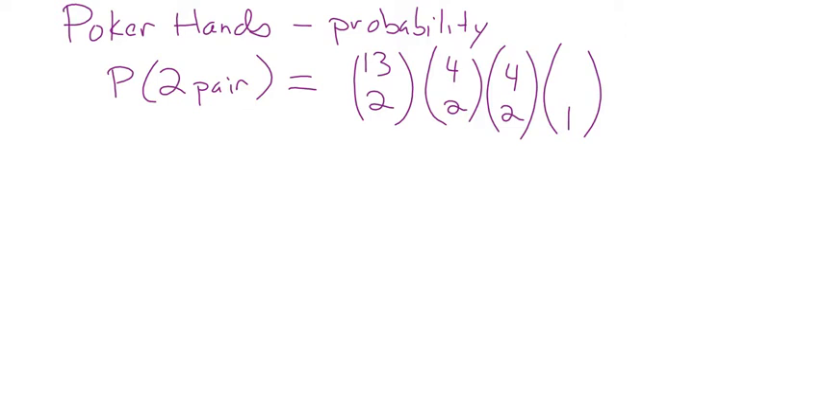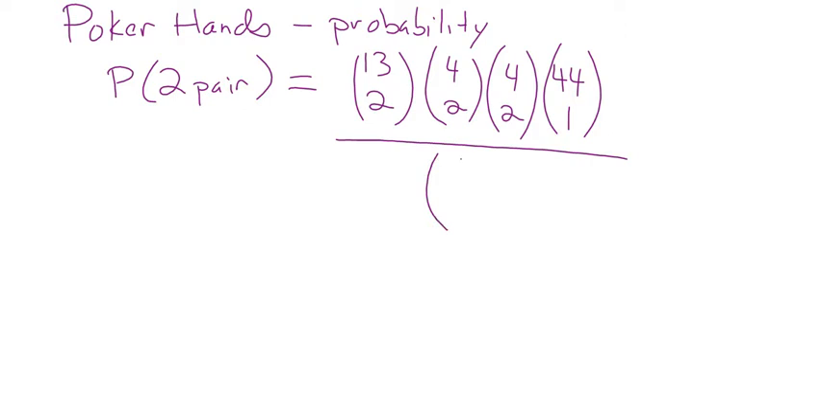So how many ranks are left untouched? 11. And how many cards are in each of those? 4. Which means 44, choose 1. So the top is the number of ways of getting 2 pair. The bottom has to be, what's the total number of poker hands available?